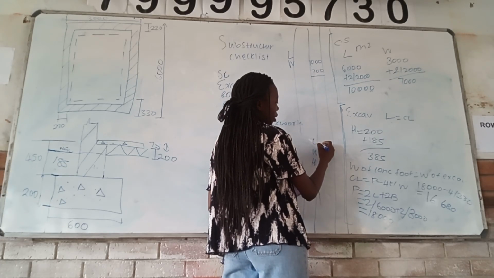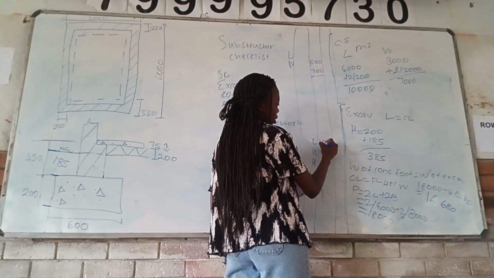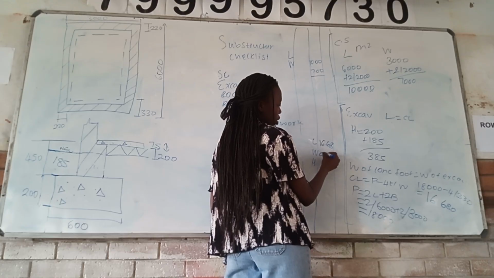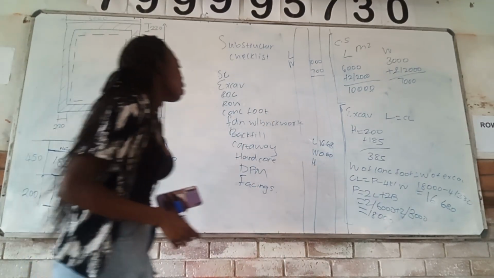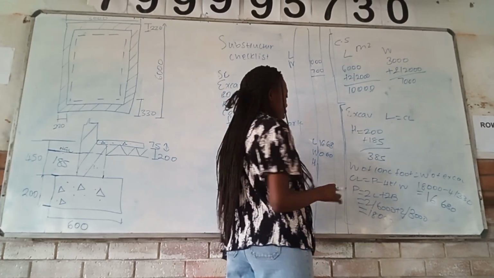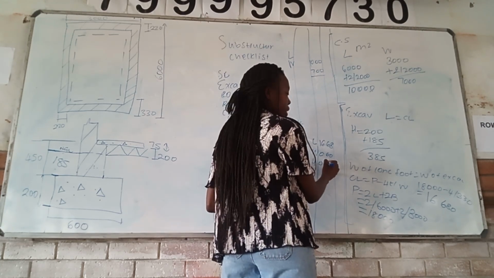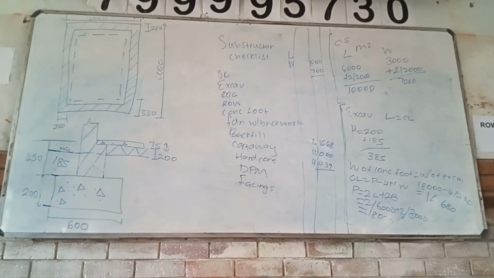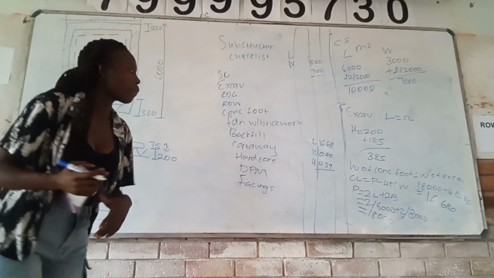What is our length? 16,68. And then our width? 0,60. The width of the footing again. And then our height? 0,39. Where is this 0,39 coming from? Height of concrete footing and, okay, give us 385 again.